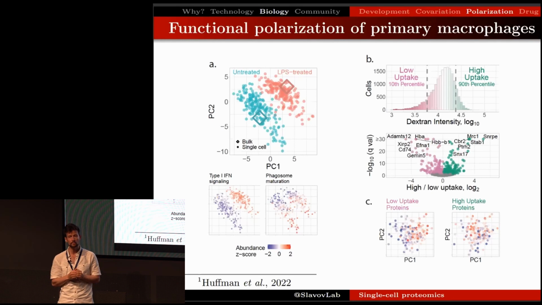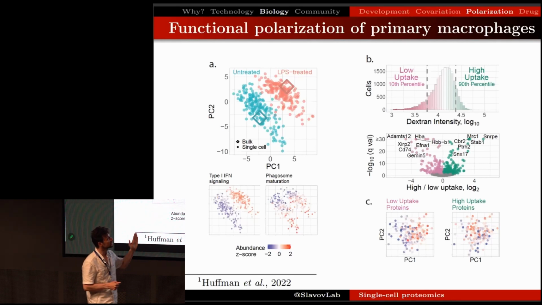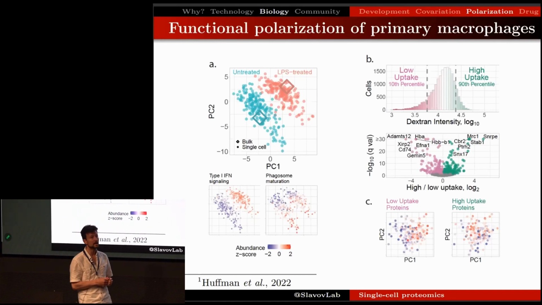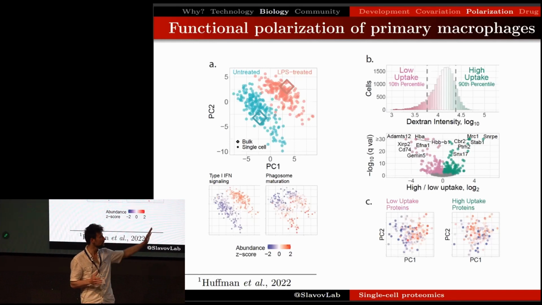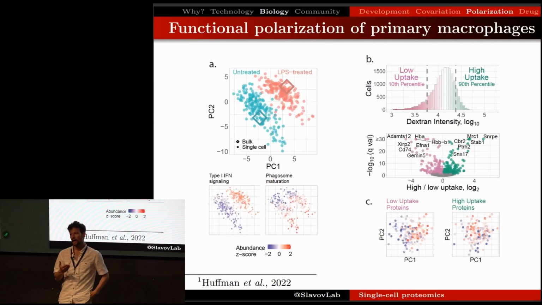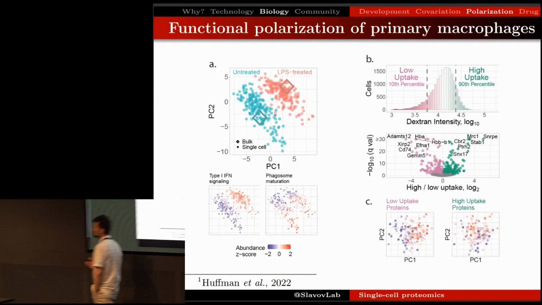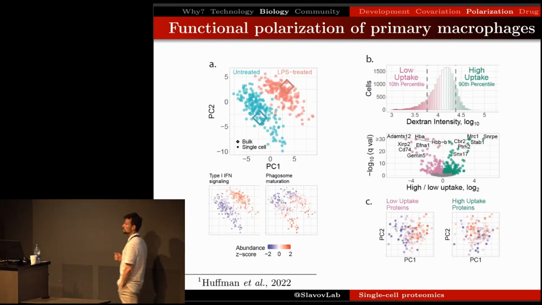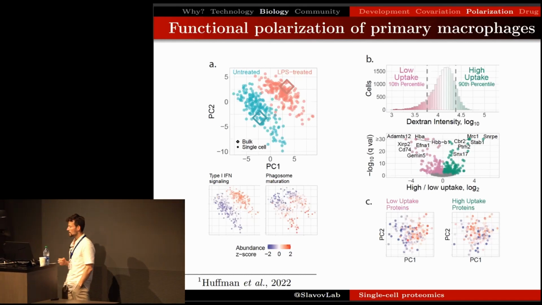There is also functional variability. And not only can we associate many proteins that are significantly correlated to that functional variability, but we can relate it back to the single cell protein variability that we measured and say that that gradient that we saw in single cells is related to the ability of cells to take up dextran.